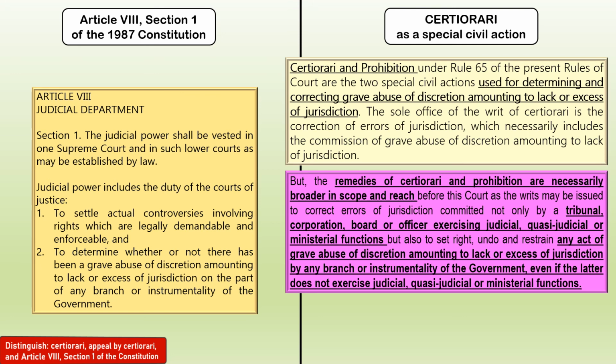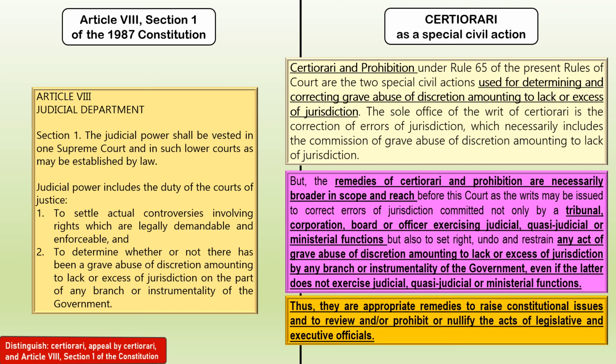But how about in the 1987 Constitution? That is broader in scope. Bakit? Kasama na dyan si any branch or instrumentality of the government, even if that branch or instrumentality of the government does not exercise judicial, quasi-judicial, or ministerial function. So, yan ang kanilang difference. So, if you want to raise constitutional issues or if you want to review or prohibit or nullify the acts of the legislative and executive acts, then you can use your certiorari power under the Constitution.